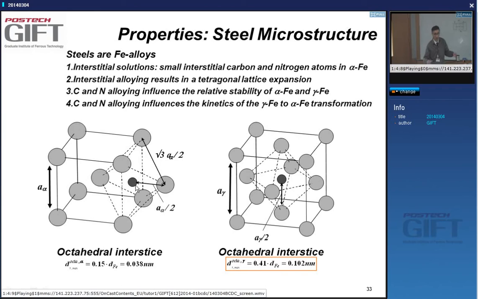So the octahedral space is small, and the diameter of this is tiny, 0.038 nanometers, and it's much larger in the case of austenitic octahedral interstices. This has a very big implication. Carbon is not soluble in ferrite, and it's very soluble in austenite. This is a very important thing you have to remember about ferrite and austenite. It's the density aspect. And the other thing is that in steels, carbon is soluble in austenite. It is not soluble in ferrite at room temperature.